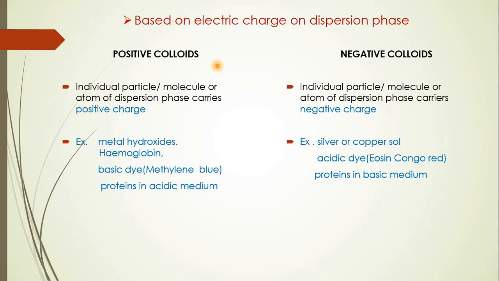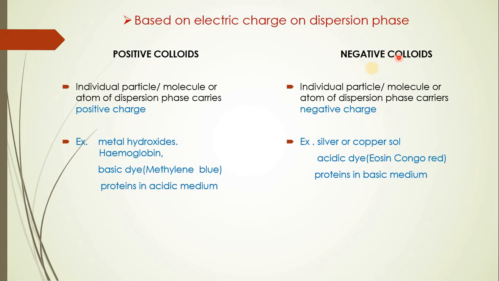An example of a positive colloid is metal hydroxide, and the biological examples of positive colloids are hemoglobin or the basic dyes which we commonly use in the lab, that is methylene blue. And in nature, you know that proteins are always seen in soluble condition, I mean the soluble proteins, not the structural proteins. Those soluble proteins which are seen in acidic media form positive colloids.